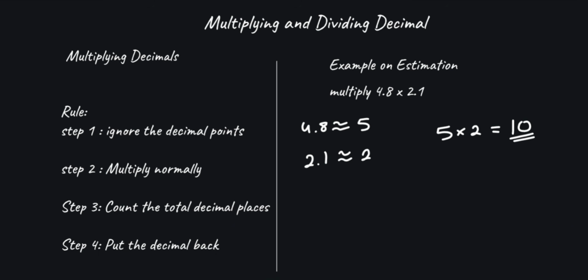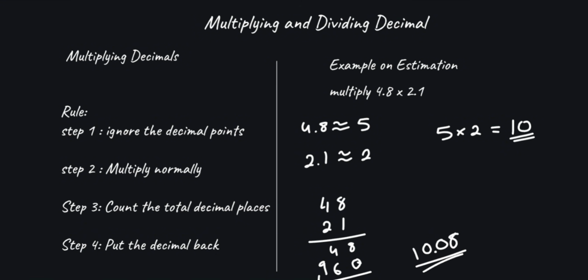Let's now try and actually solve. 48 times 21. If you multiply it, 1 times 48 is 48. Then 2 times 8 is 16, so 6, carry 1. 2 times 4 is 8, plus 1 is 9. If you add this, 8, 6 and 4 is 10, so 0, carry 1. 9 plus 1 is 10. So we have that there. And how many decimal places do we have? We have 2 decimal places: 1, 2. So your answer would be 10.08, which is very similar to our estimated value. So that does make sense.